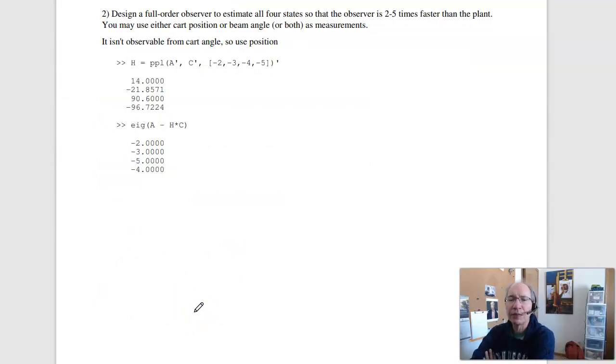Now design a full order observer. Again, where you put the poles is kind of arbitrary. I chose it 2 to 5 times faster. For the open loop system, the dominant pole is at minus 0.5. So here I put the dominant pole at minus 2. And the other 3 poles someplace stable. I just chose 3, 4, 5. Plug that in, you get your observer gain H. And checking, the observer poles are in the right spot.